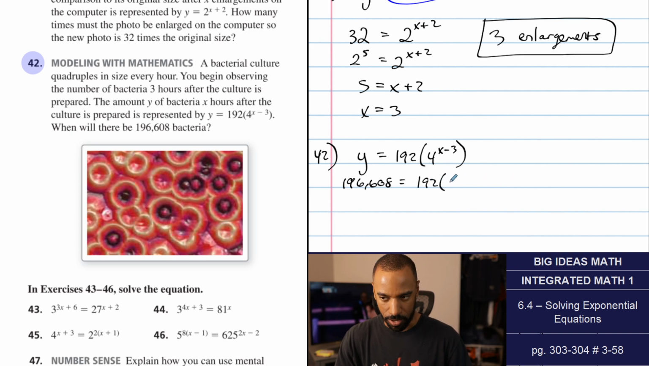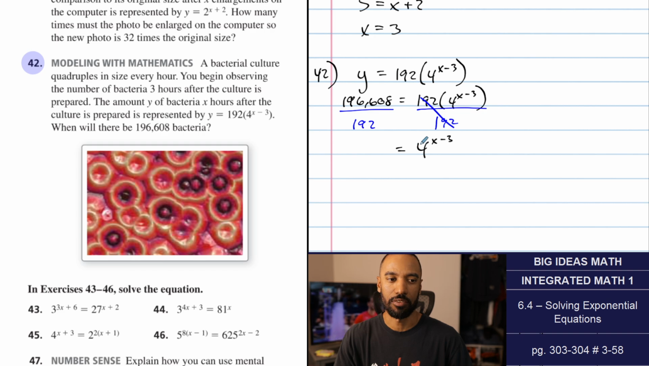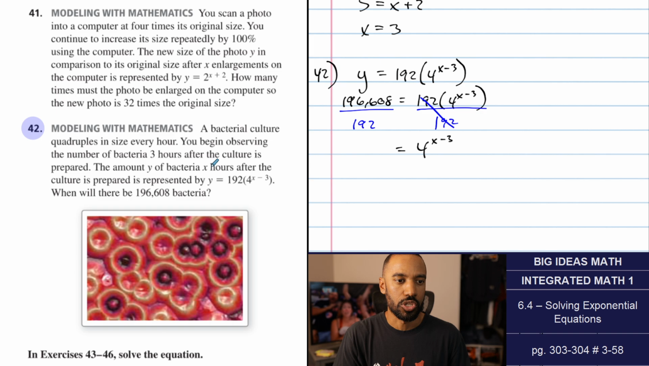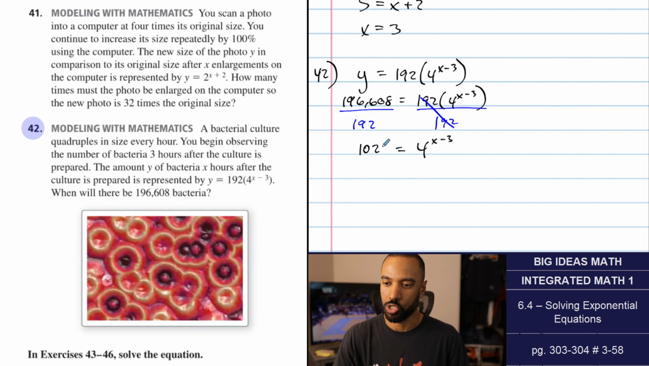Now, I will use the calculator in dividing both sides by 192. So I'm going to at least write that so you know what I'm calculating. I'm going to divide these by 192, which isolates my exponent term. This is kind of what we were doing on these numbers up above, 37 to 40. So we're going to apply that to this problem here, where I'm going to do 196,608 over 192. And I get 1,024. So 4 to the x minus 3 equals 1,024.